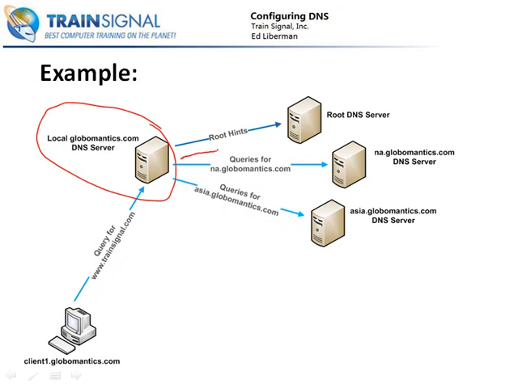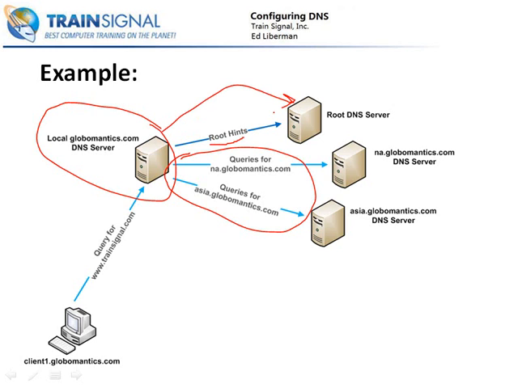There are no specific forwarders set up for the trainsignal.com domain. So what we're left with is, let's try our root hints, go out to the root DNS server. The root DNS server is then going to, of course, send back a response saying go ask .com. .com will then say go ask trainsignal.com. Trainsignal.com will say, sure, here's the IP address.